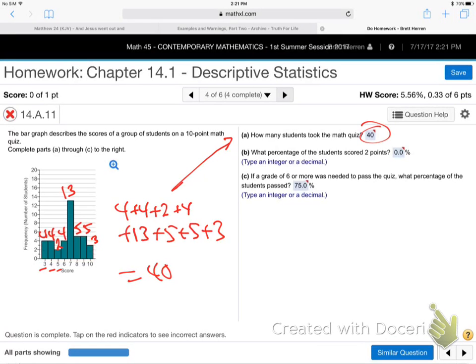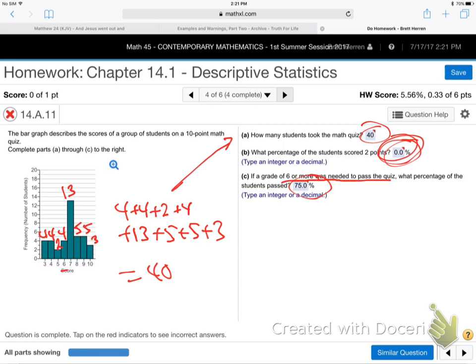And what percentage of the students scored 2 points? Well, nobody. Nobody scored 2 points. The lowest score up there is a 3. So that's why this is 0%. Nobody got a score of 2. That was kind of a dumb question. If a grade of 6 or more was needed to pass, what percentage got it? How did I get 75% there? 6 or more. So here's a 6.